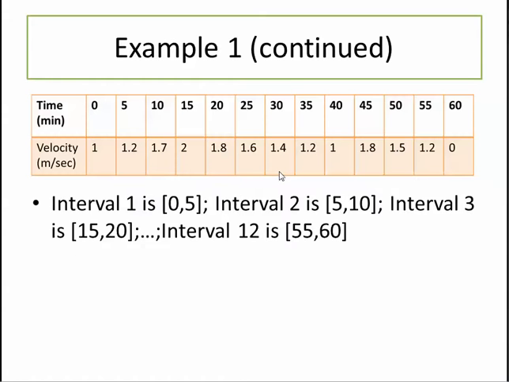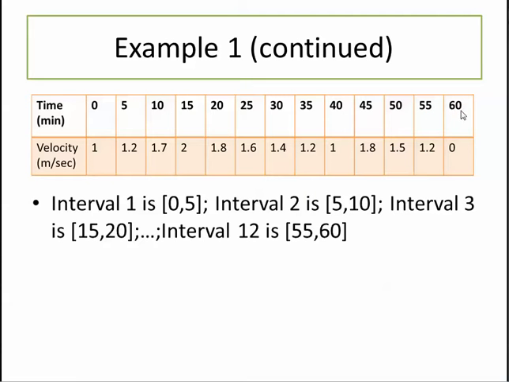Now what we need to do is figure out what the left endpoints are. Here's our table of times again, and the first time interval is from 0 to 5. Our second time interval is from 5 to 10, and so forth until we get to our 12th time interval, which goes from 55 to 60.